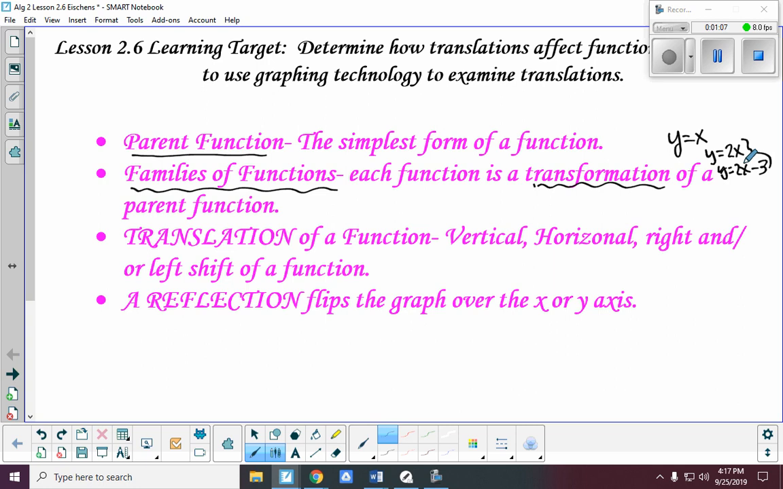Now, the word translation, that's an important word, and that's kind of the fancy word for a vertical, horizontal, or a right or left shift of a function. So when we move a function right, left, up, or down, that's called a translation. And then a reflection flips the graph over the x or y axis. So a reflection is a flip.